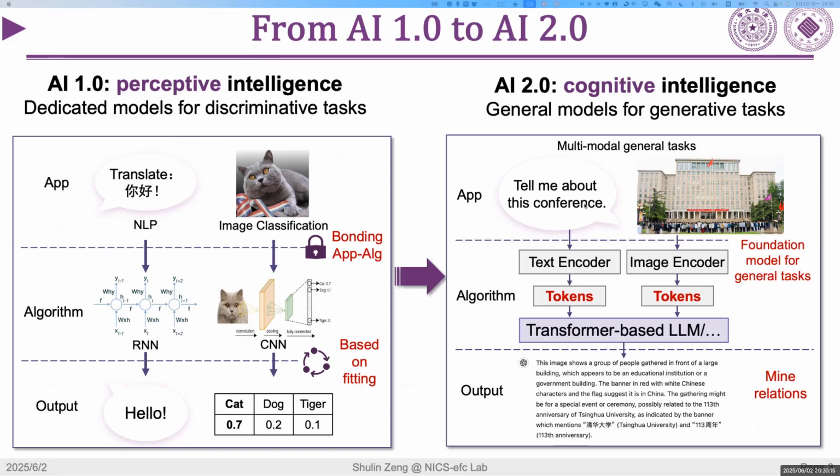Now, the AI 2.0 era has come. The difference between AI 2.0 and AI 1.0 is that AI 1.0 uses dedicated models for discriminative tasks. For example, we can use NLP models for language processing and CNNs for image classification. While AI 2.0 uses a general model for generative tasks with fine-tuning to adapt to different scenarios. For example, ChatGPT is using transformer-based LLMs to do different kinds of text and image generation.